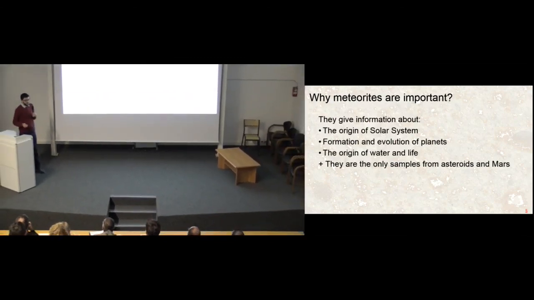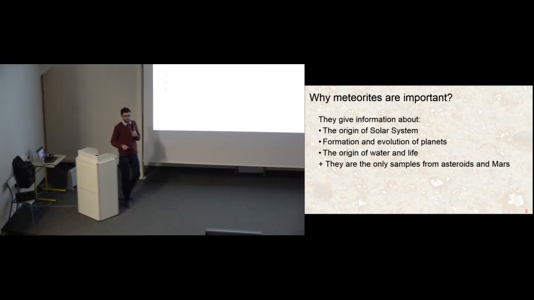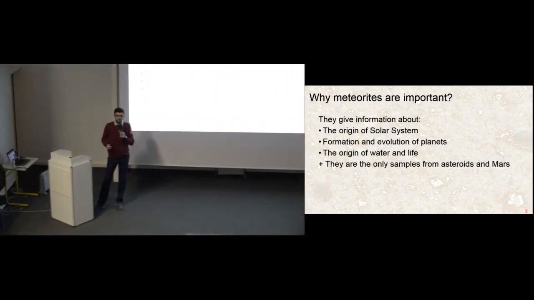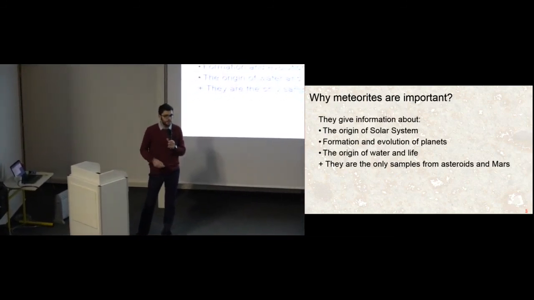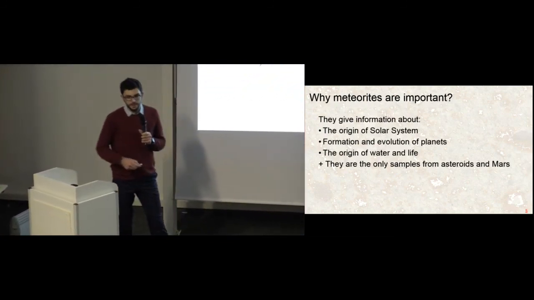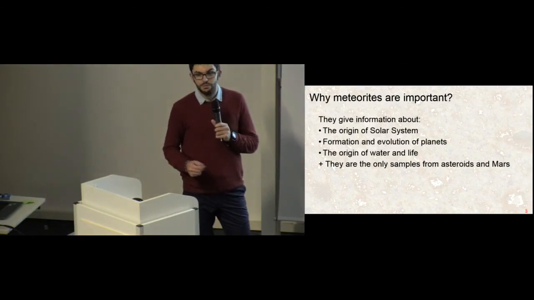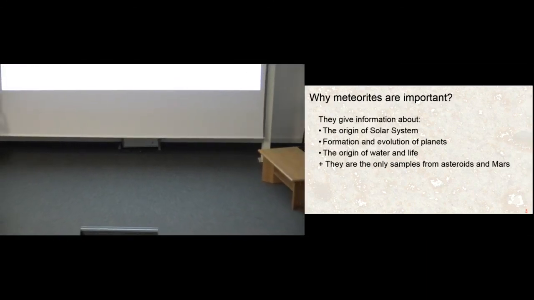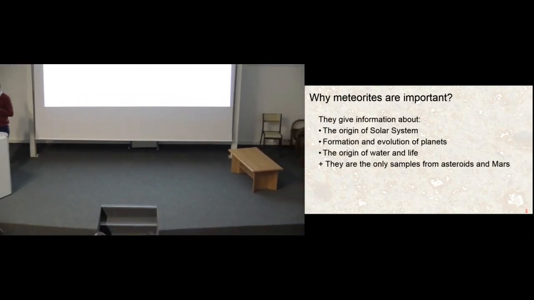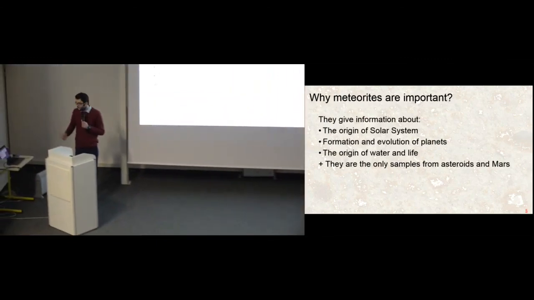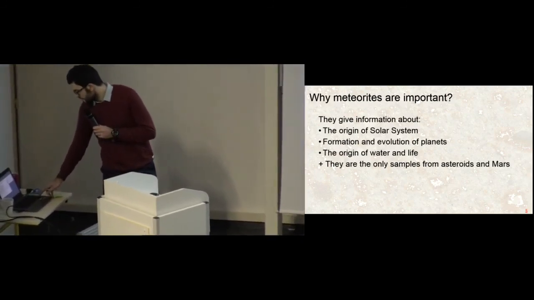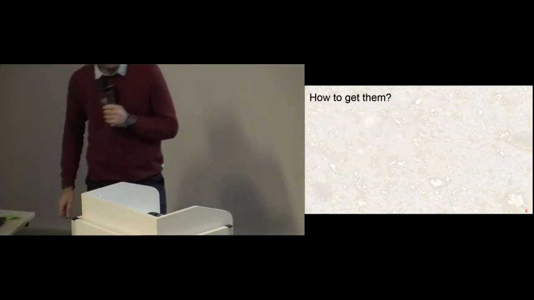Besides that, meteorites are the only samples that we have, apart from the samples from the Moon, from Mars or the asteroids, because in order to get samples we need to do space missions, which are technically very difficult and economically very expensive. So meteorites are very important because nature gives them to us as free objects from these asteroids, Mars and other bigger objects.